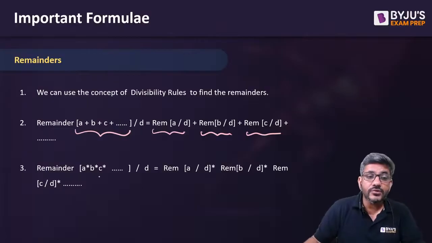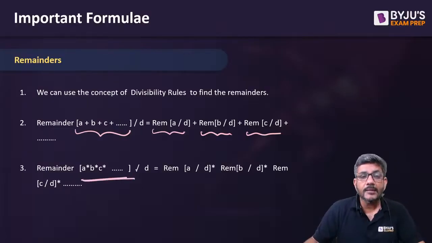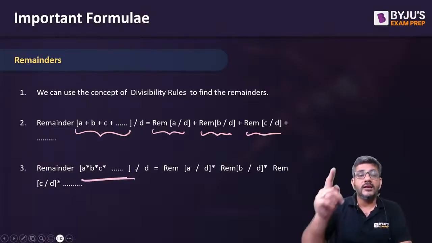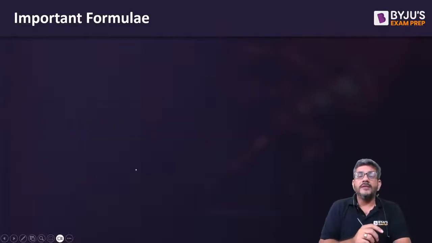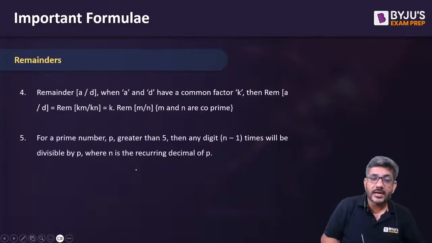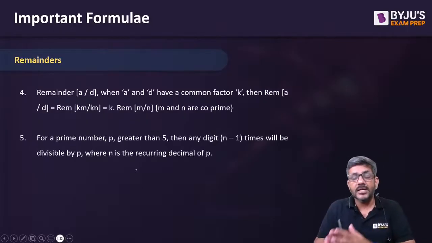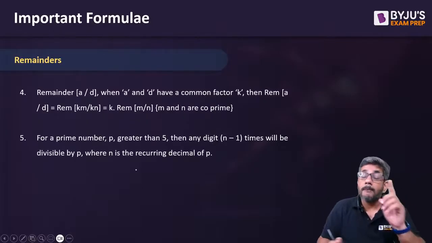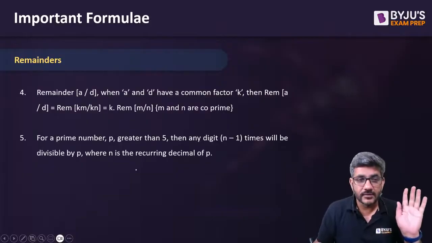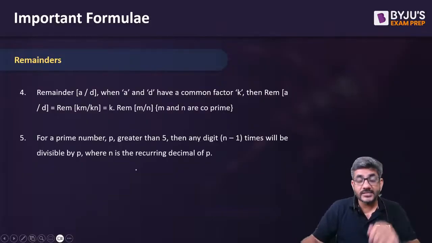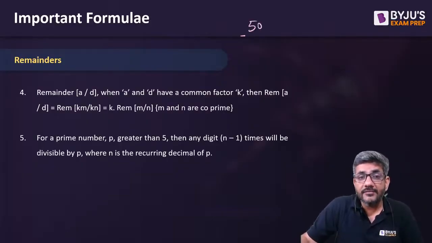The same thing is true for their multiplication as well. The same thing is true for their subtraction as well. If the numbers are added, the remainders are added. If the numbers are subtracted, the remainders are subtracted. If the numbers are multiplied, their remainders are multiplied, but not in case of division. वो ध्यान रखिएगा.